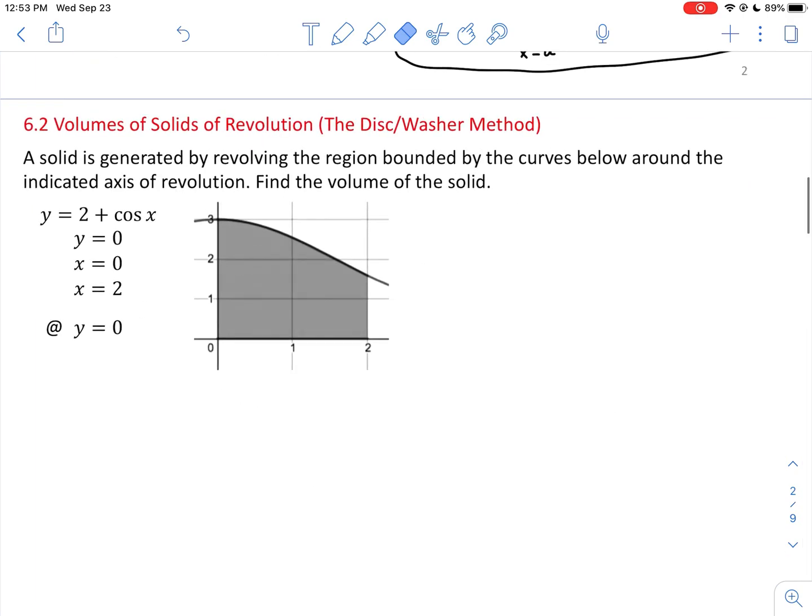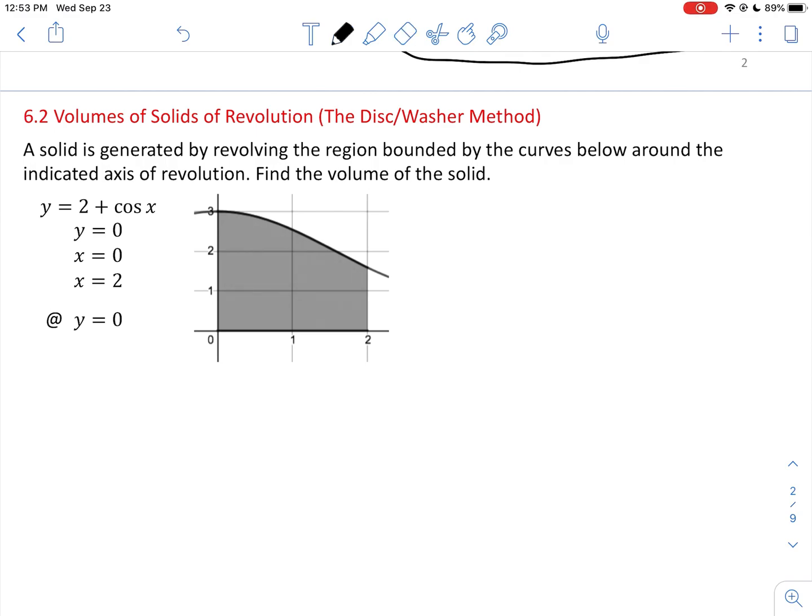Okay, first example. A solid is generated by revolving the region bounded by the curves below around the indicated axis of revolution. Find the volume of the solid. Now, primarily in this lecture, I'm just going to focus on how to set up the integrals, and then we'll use Desmos to actually calculate the integrals.